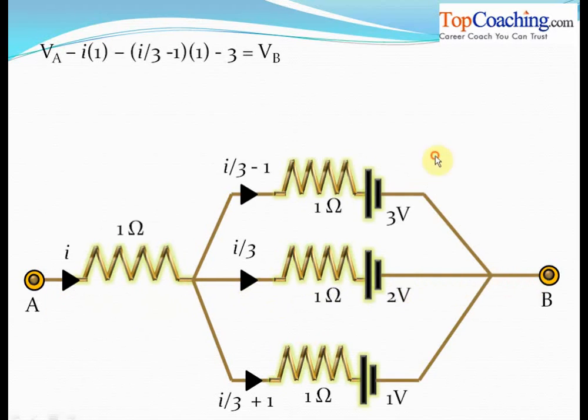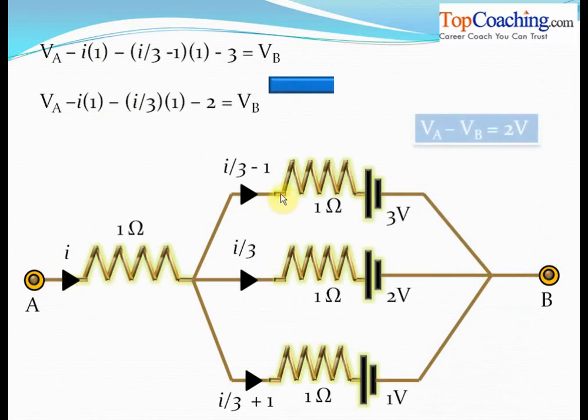When we do that, we get VA minus I into 1 minus I by 3 into 1 minus 2 equal to VB, isn't it? Now we have two equations, and in both these equations we have two variables. The first variable is VA minus VB, the potential difference between points A and B, and the second variable is I, the current that is flowing from point A.